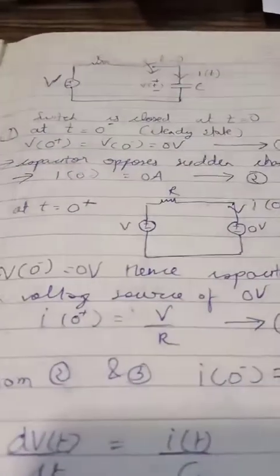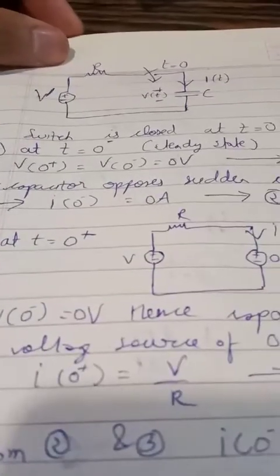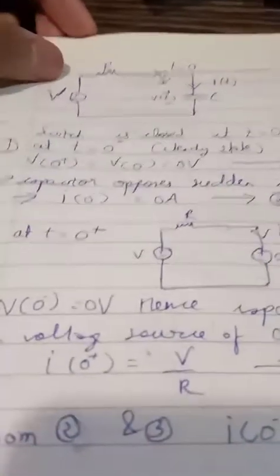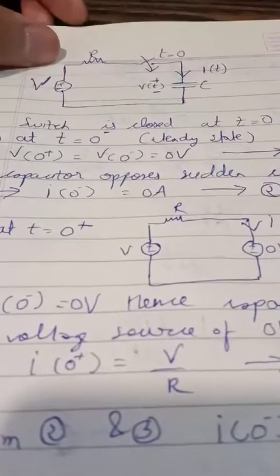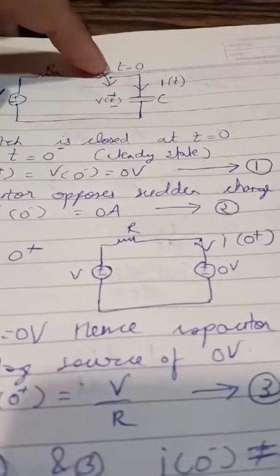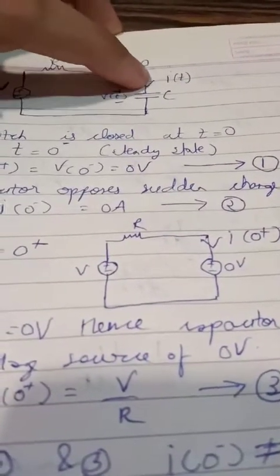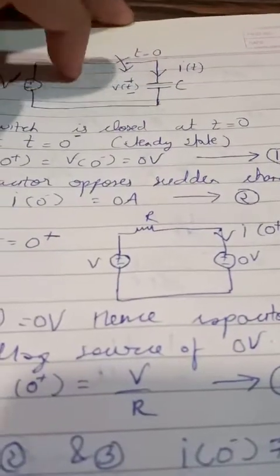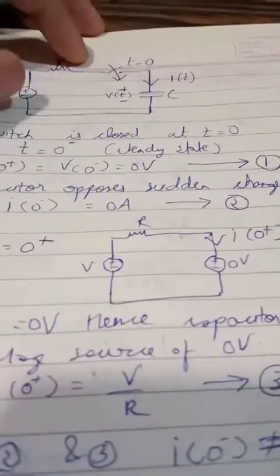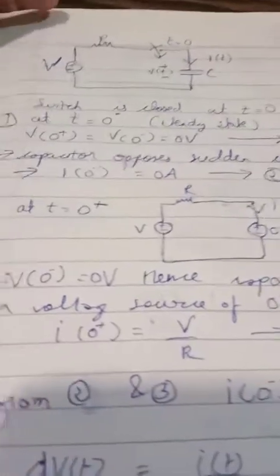So in this video we will discuss the RC circuit and its transient behavior. This is a voltage source, this is the resistor R, and this switch is closed at t equal to 0. The current through the capacitor is i(t) and the voltage across the capacitor is v(t). So the switch is closed at t equal to 0.